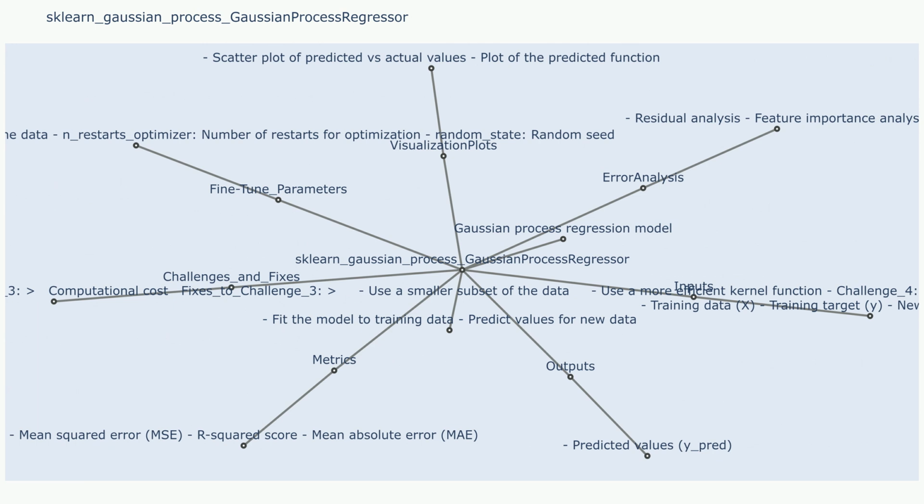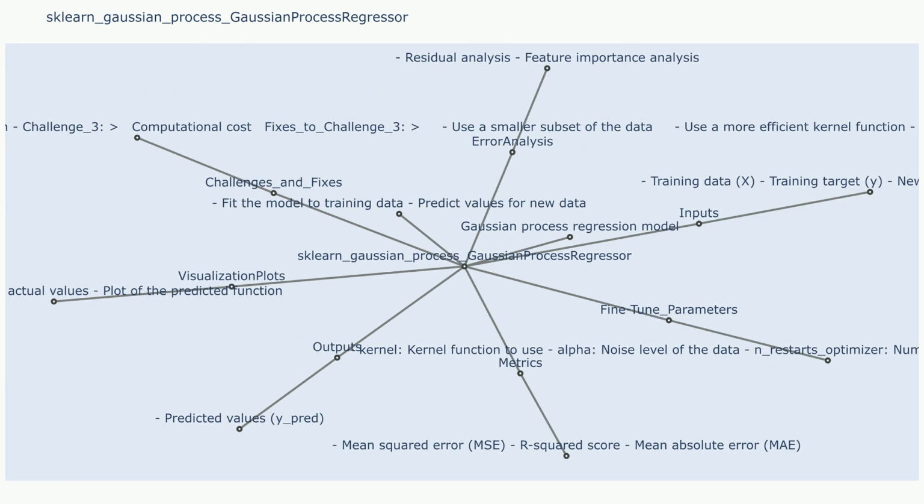Challenge 2: poor kernel selection. Choosing the wrong kernel can result in poor predictions in a model that doesn't capture the true relationship between your features and target variable. Sample use case that resulted in challenge 2: using a linear kernel for a highly nonlinear relationship might lead to inaccurate predictions.